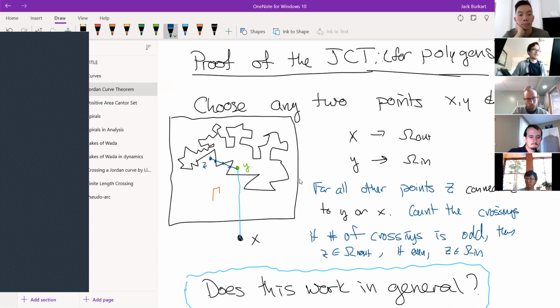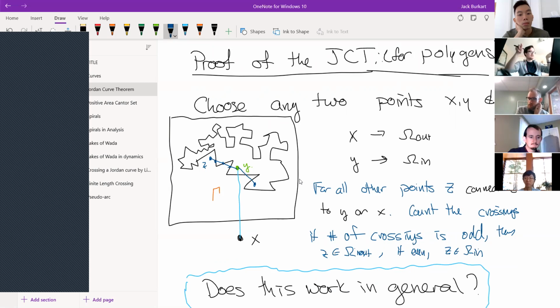So for example, if I choose another point right here, I cross once, I go in, and then I go out. So believe it or not, this algorithm actually works for polygonal Jordan curves, and I can actually dress this up to be a proof. And it's an algorithm. It's something that you could really ask a computer to do for a polygonal Jordan curve.